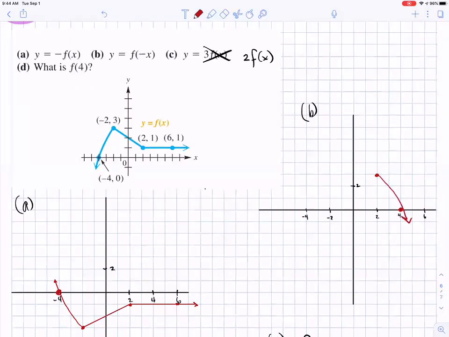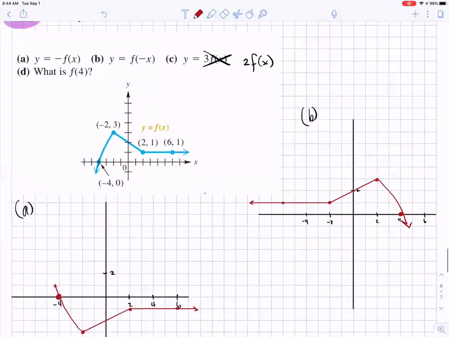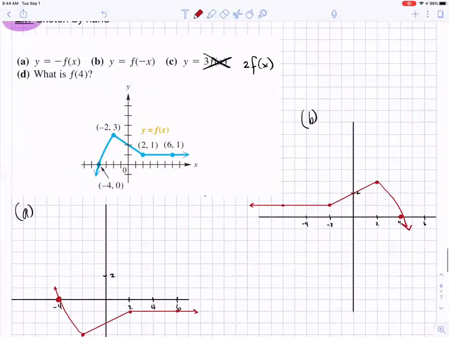And then how does 2, 1 change? Negative 2, 1. And then last, 6, 1 will become negative 6, 1. Mine looks larger simply because the grid size is larger, but it's still a switch. All right, letter C then.